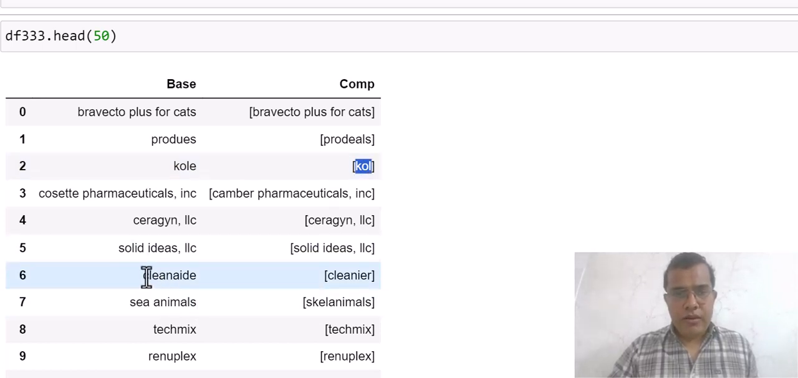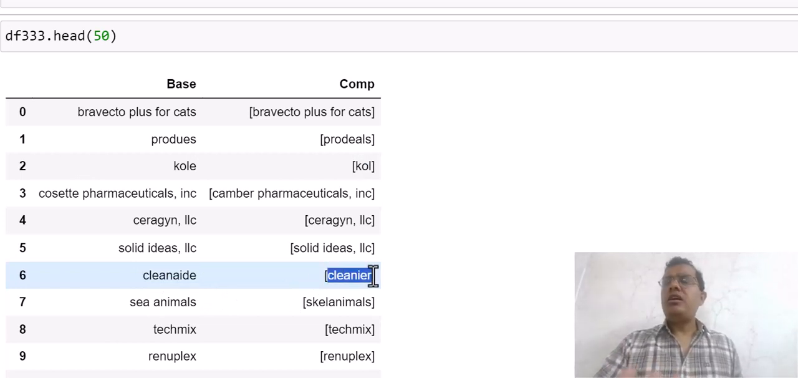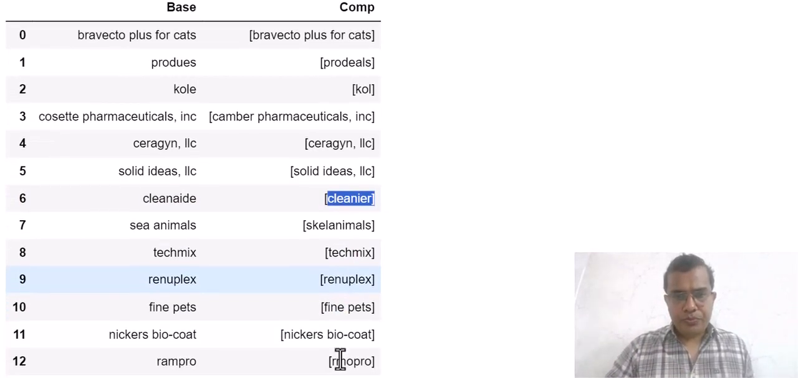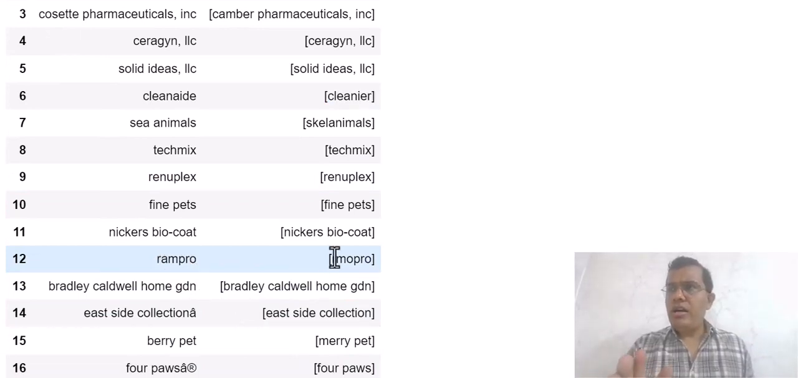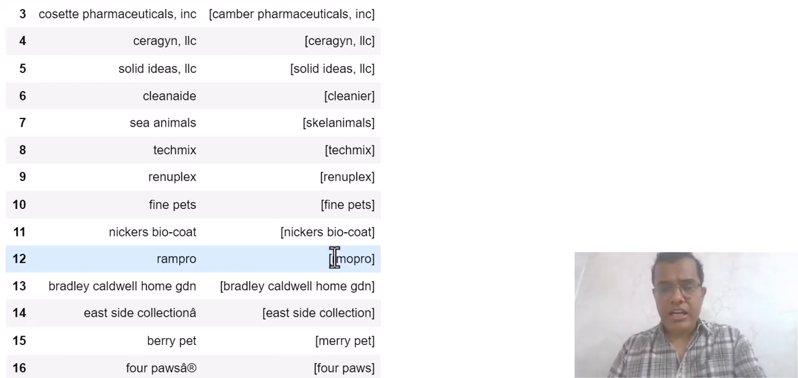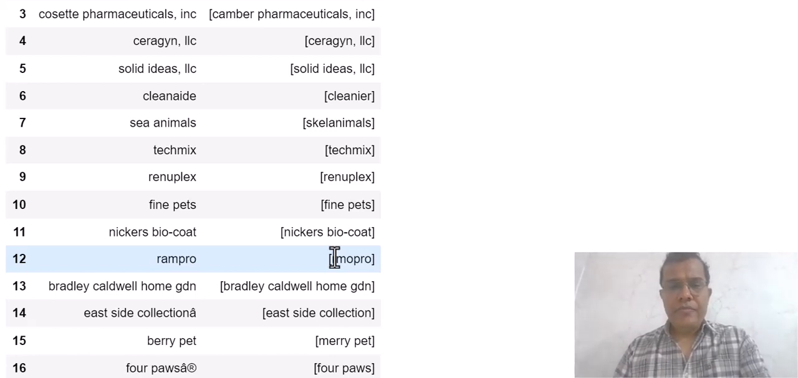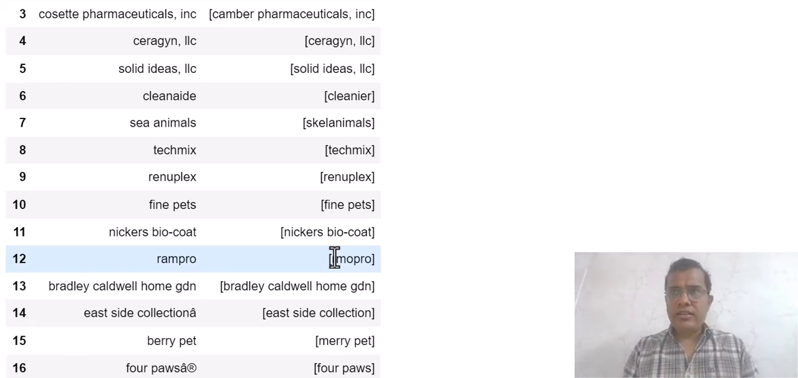Okay. So for example, if Clean Aid was a brand, then Cleaner might also be the same brand, but by mistake someone has written a different spelling. And if I take another example, RAM Pro, if RAM Pro was one brand, RMOPRO is also a brand. The algorithm says that there is an 80% or more chance that it's a match, and these two might be the same brand, but the only thing is someone has written RAMPRO and someone has written RMOPRO.